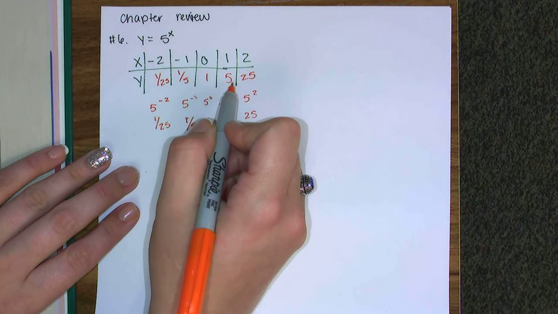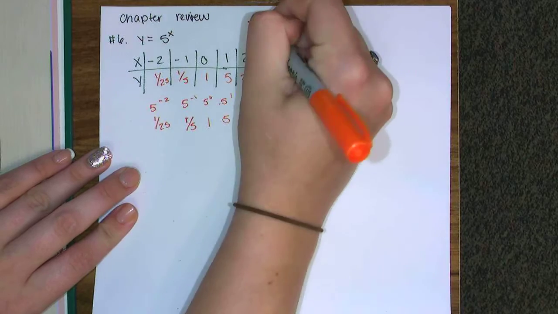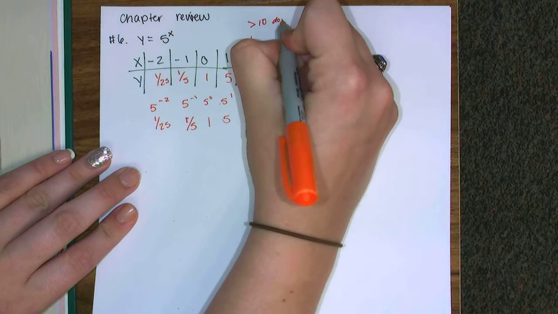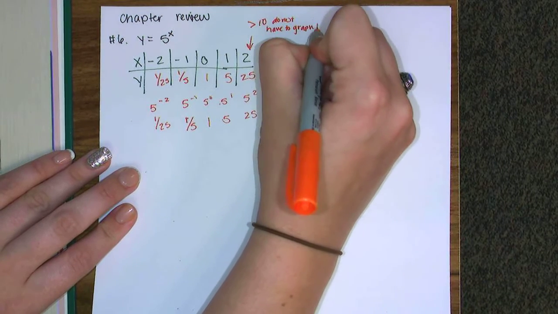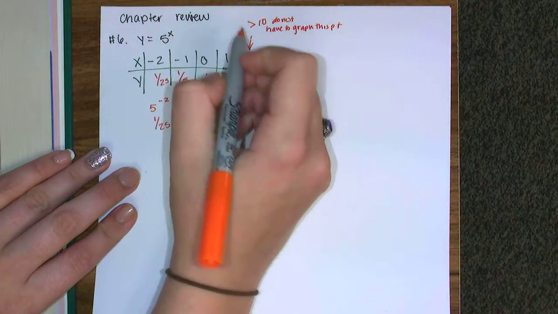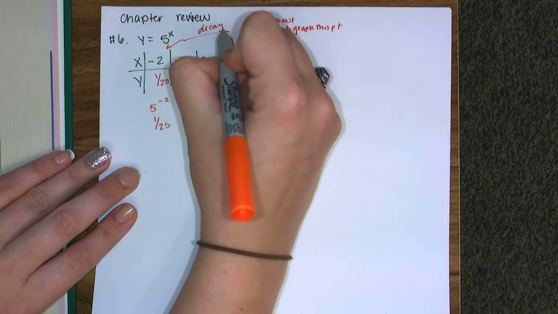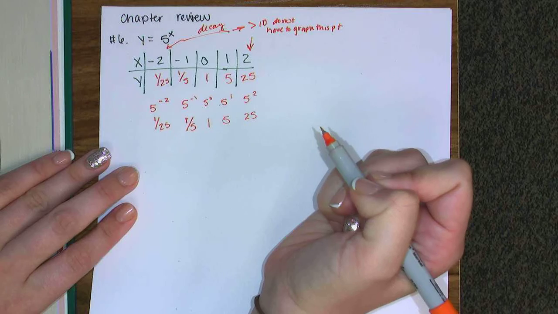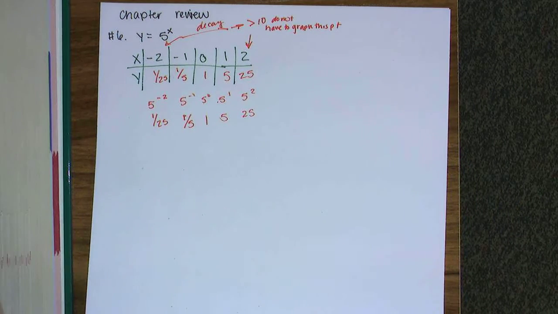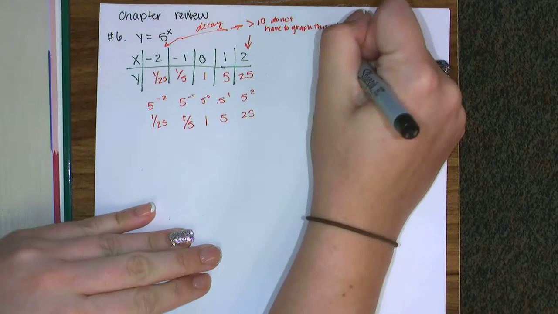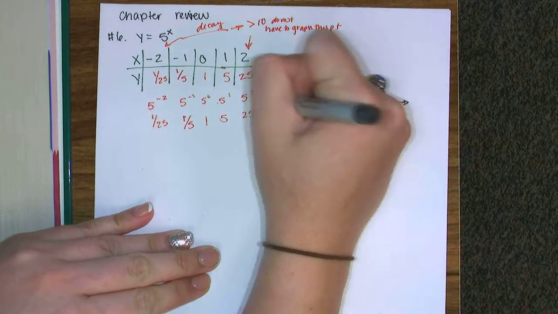Now, what I told you is if this value here is greater than 10, you do not have to graph this point. And the same goes for this one when we have a decay problem. For a decay problem, this is also true. Now I'm going to graph it. So I come over here, and I only need the top half of the graph. I don't need the bottom, I just need the top.